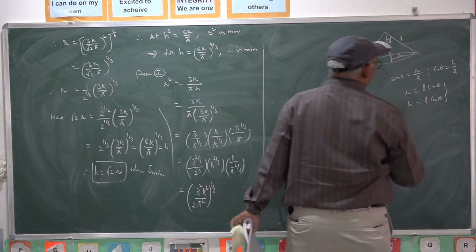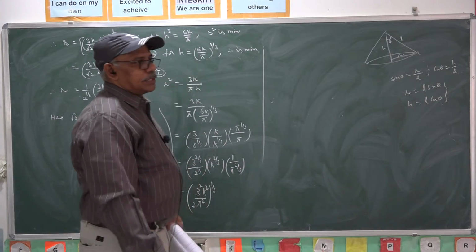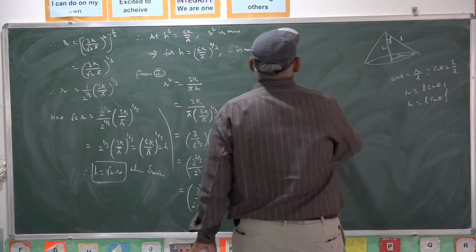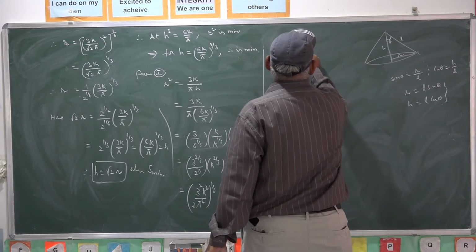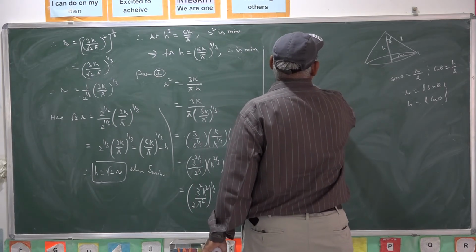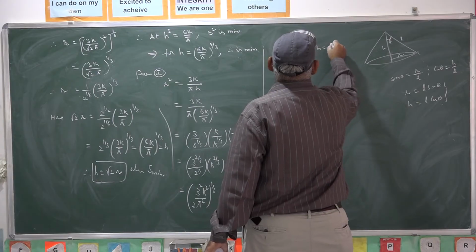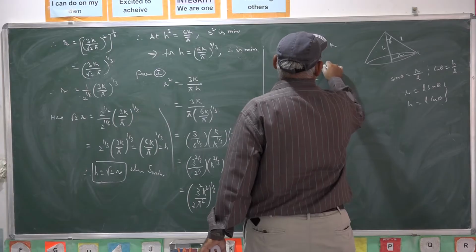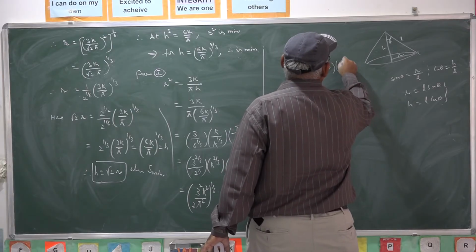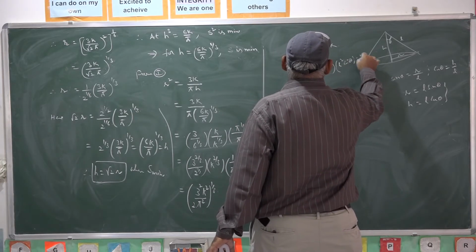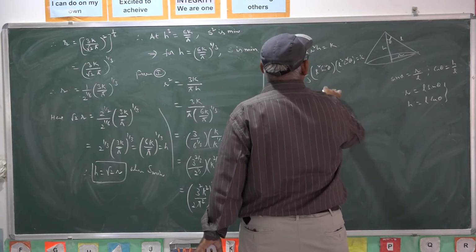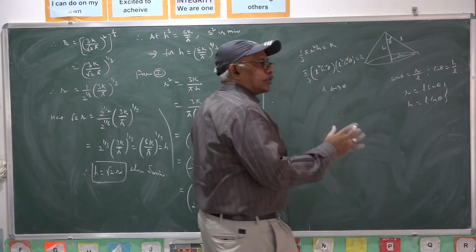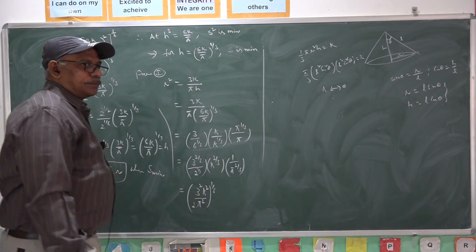So R in terms of L and theta, and H in terms of L and theta. The volume of the cone is fixed, so pi r square H is constant. So pi by 3 into r square, that means L square sin square theta, H square cos square theta, equal to k. You get a relation between L and theta. Based on this one you can minimize the curved surface area. That is one more procedure.